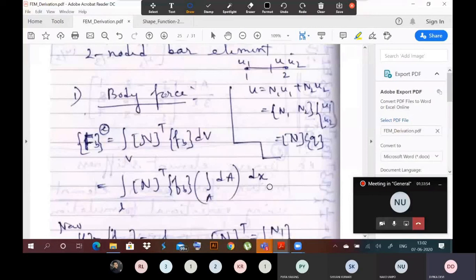We don't need it for the two-noded 2D element. We will derive this consistent load vector only for 1D elements, that is bar, beam and frame. Frame and truss are the same.